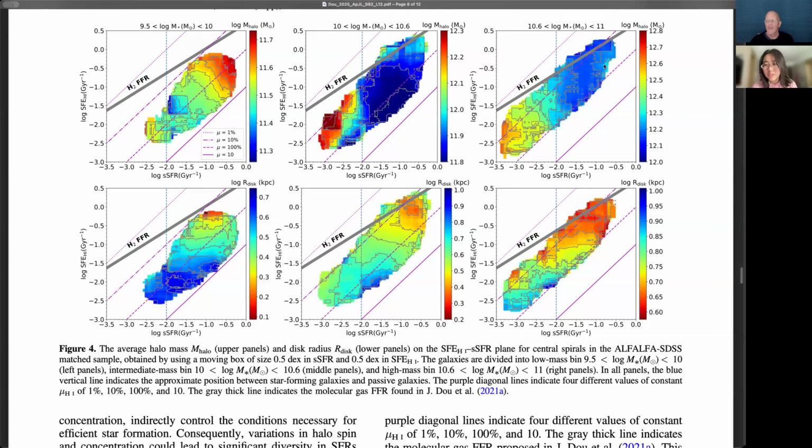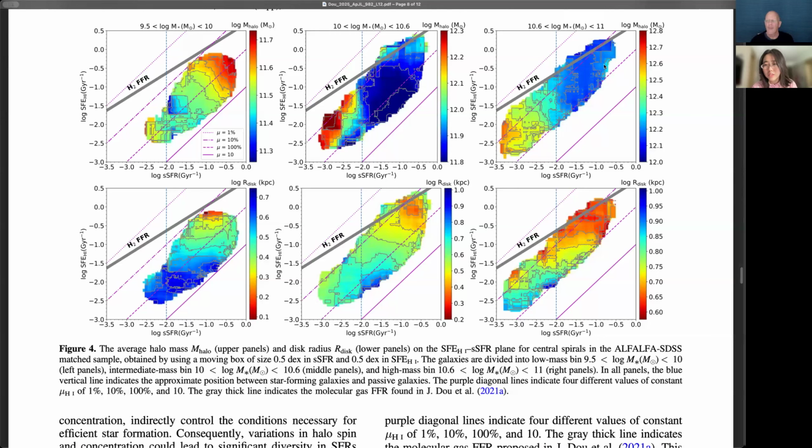systems. So it basically reveals that the halo actually plays a different role in different stellar mass bins, in different stellar mass galaxies. And in the lower panels, we show the impact of the disk size.